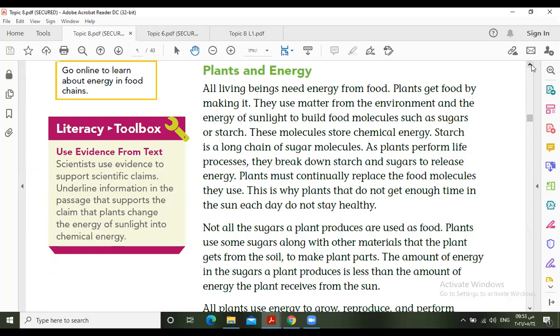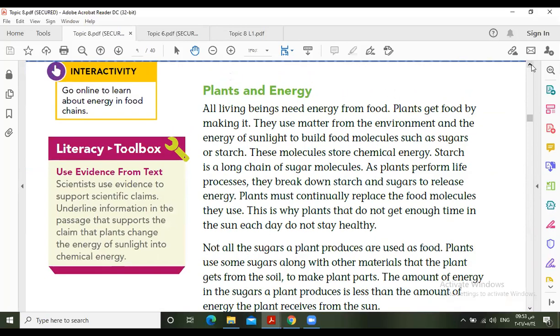Okay, plants and energy. On this page you have to know that all living things, all living beings, all organisms need energy from food. Plants are different from other organisms in that they get food by making it. They do not need to eat other plants or animals. They can make their own food to get energy by a process called photosynthesis.